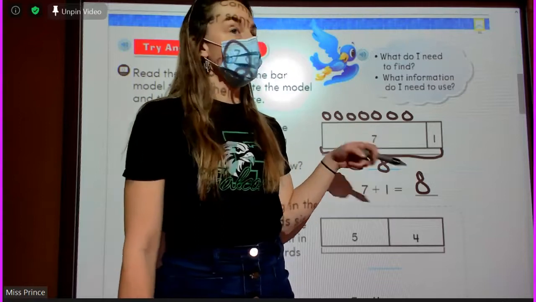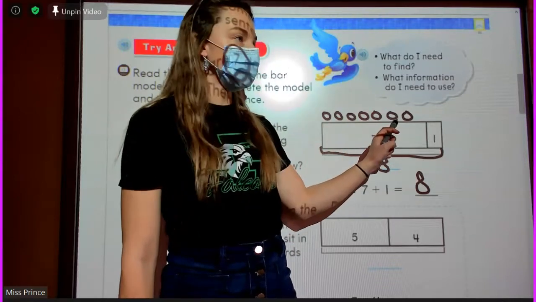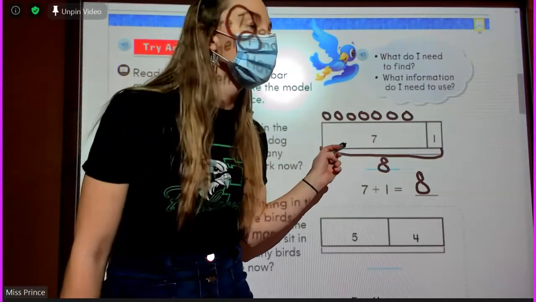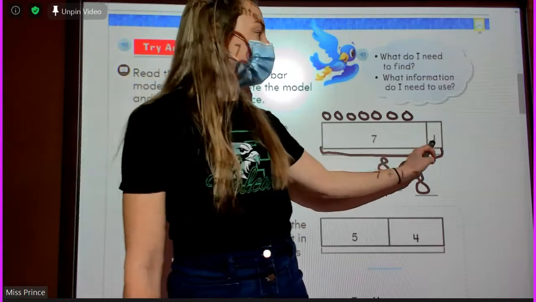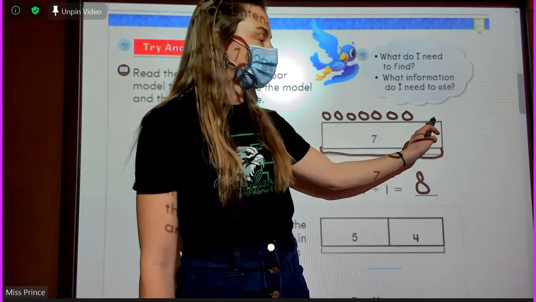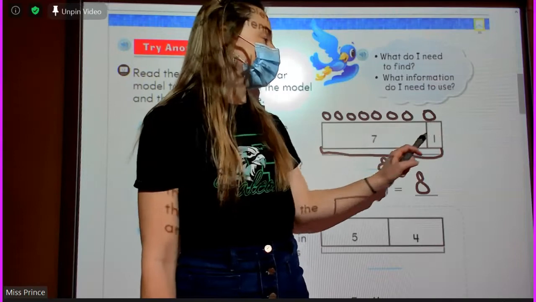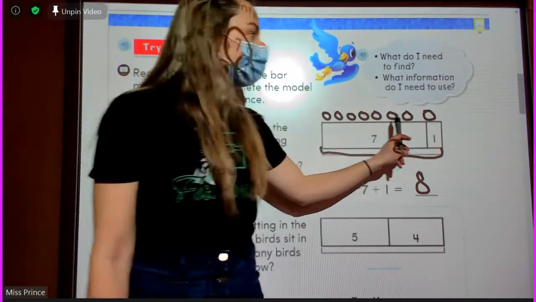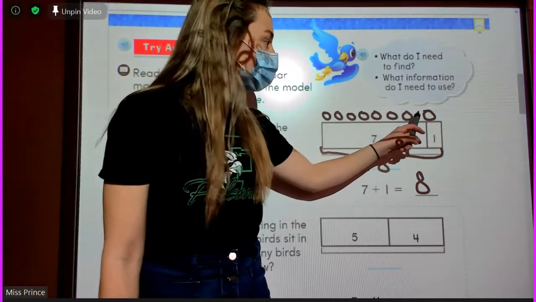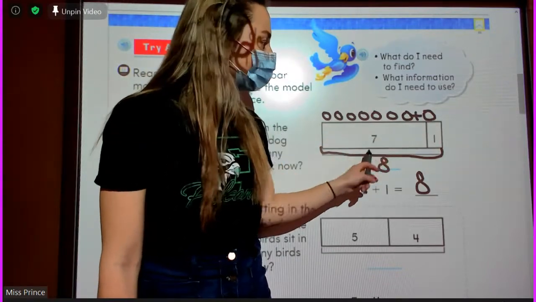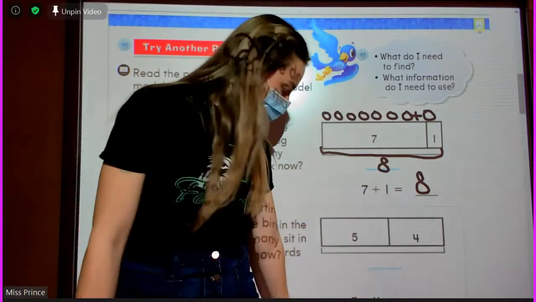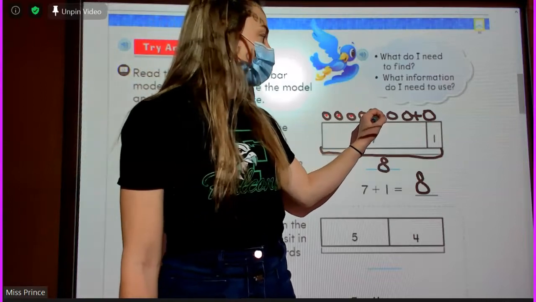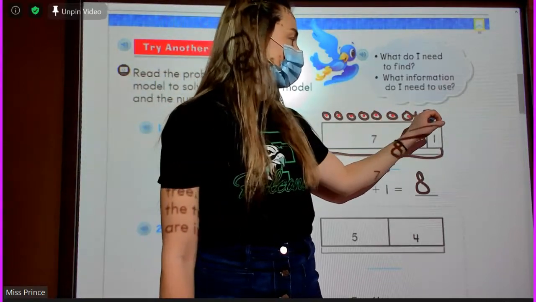So remember yesterday when we were doing our book, we were drawing circles? I'm showing you guys that you can use your circles or a bar model and you can still get the same answer. How many circles do I need above this 1? Just 1, right? And then, if I count all these circles up here, that should be 7 plus 1. And I should have 8 circles. So I'm going to make sure that I have 8. 1, 2, 3, 4, 5, 6, 7, 8.